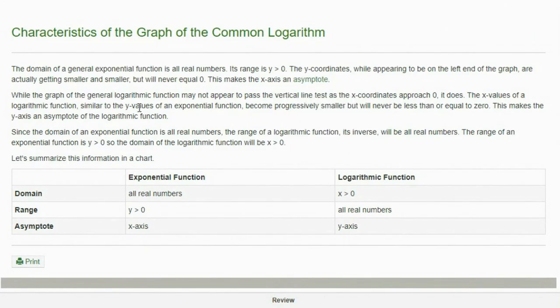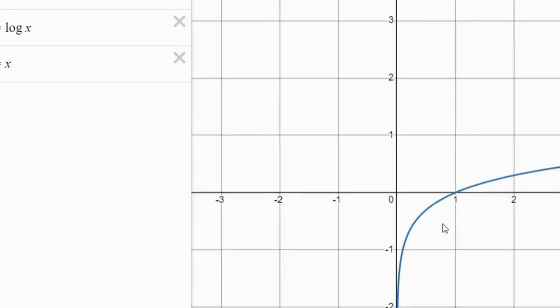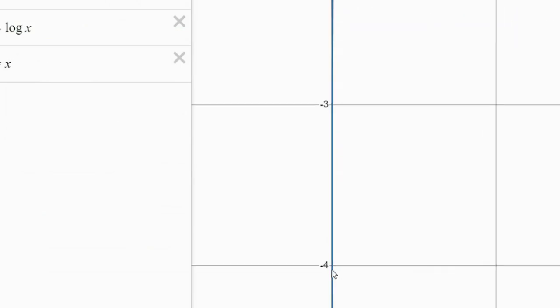While the graph of the general log function may not appear to pass the vertical line test, if we switch to that one, it looks like, oh, that's going to fail the vertical line test. No, actually, it never gets perfectly straight up and down. This is just like the exponential never touches the x-axis. This never touches the y-axis. It never gets to x equals 0.